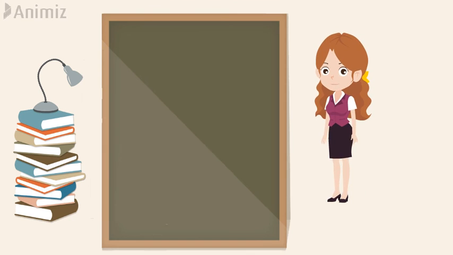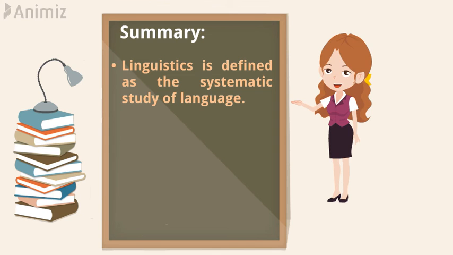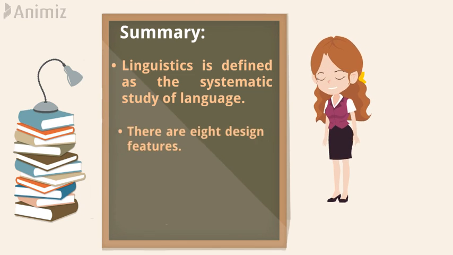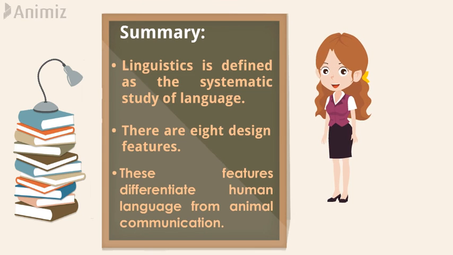Now, let's have a look at the summary of this lecture. Linguistics is defined as the systematic study of language. There are 8 design features. These features differentiate human language from animal communication.